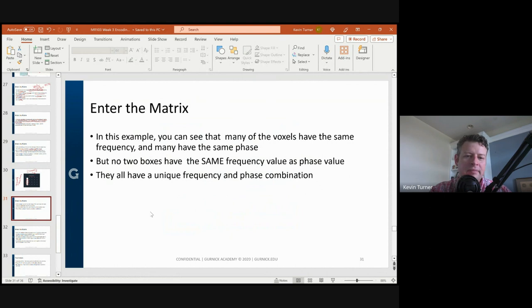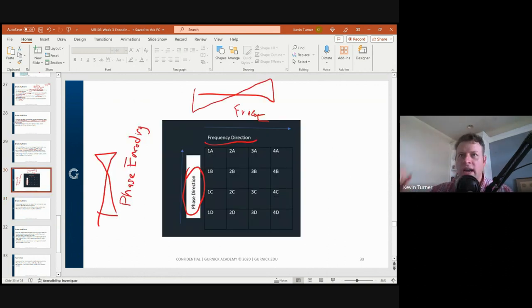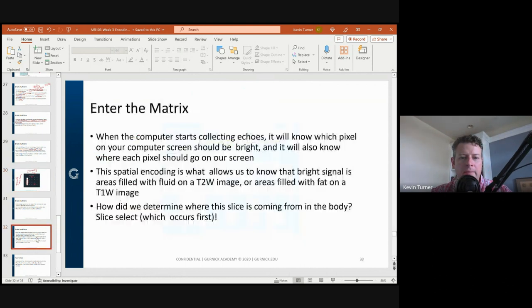All right. So no two boxes have the same frequency value and phase value, right? None of them have both the same frequency and phase value. Some of them have the same frequency. Some of them have the same phase. But no two voxels or pixels have both the same frequency and phase. There's only one 2A, there's only one 3D, and so on and so forth, right?